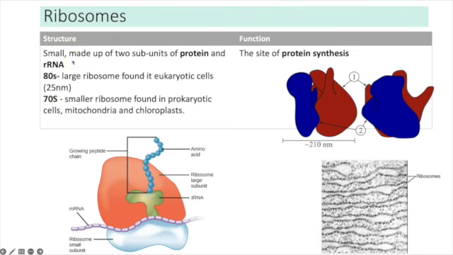Ribosomes are very, very small. You can see they're just like these tiny dots in the microscope images. They're made up of 2 subunits of protein and RNA. So those are the 2 molecules it contains. There are 80S ribosomes, which are the larger ribosomes found in the cytoplasm of eukaryotic cells, or 70S ribosomes, which are much smaller, found in prokaryotic cells, and also in mitochondria and chloroplasts for eukaryotes. And the function is where protein synthesis occurs.